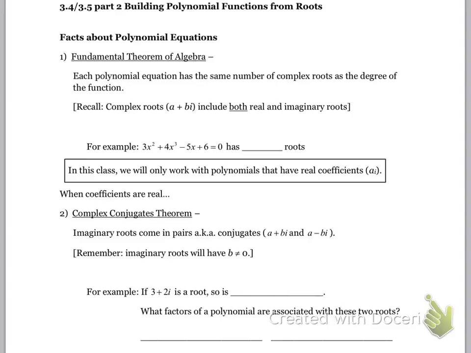Number 1, the fundamental theorem of algebra states that each polynomial equation has the same number of complex roots as the degree of the function. So remember, if we have a complex root, a plus bi, we include both real and imaginary roots. For example, this polynomial, 3x squared plus 4x cubed minus 5x plus 6 equals 0, has 3 roots. And remember, this is the degree, the one with the largest exponent.